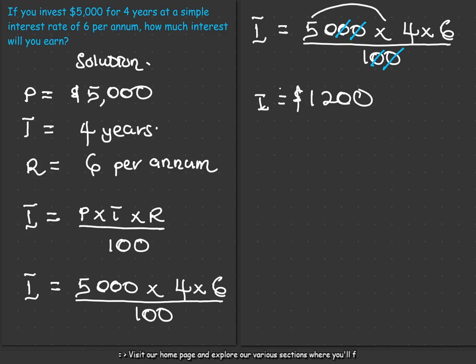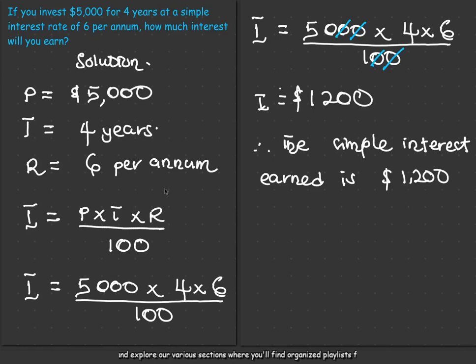You can just say 5 times 4, it gives us 20, then times your 6, which is 120, then you add your 0. So our interest is 1,200, you see. So therefore, we say the simple interest is 1,200 here. Very, very simple. All right.